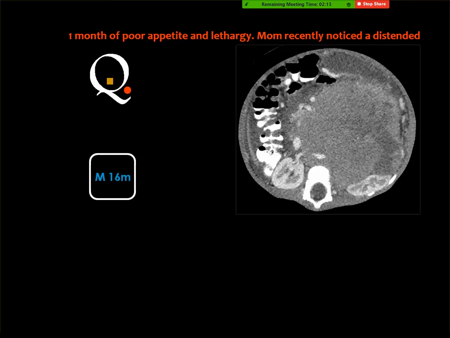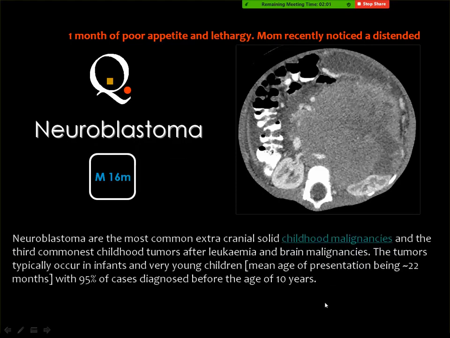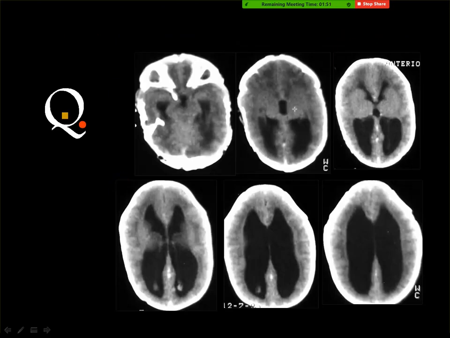Wilms tumor. No, the kidney is not involved by the mass. You see that the kidney is flattened posteriorly, but the mass is anterior to the kidney. Neuroblastoma. Yes, and this is neuroblastoma, one of the three big masses in the pediatric abdomen: hepatoblastoma, neuroblastoma, and nephroblastoma, or Wilms tumor.